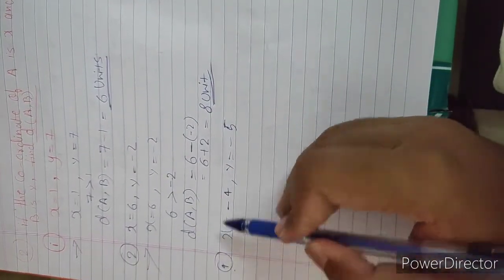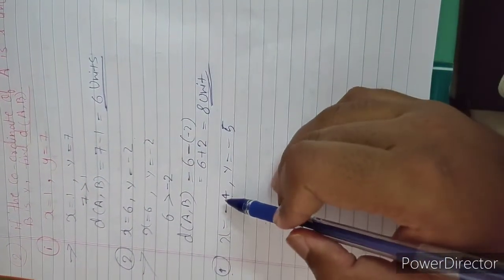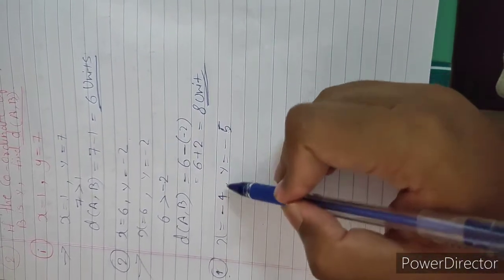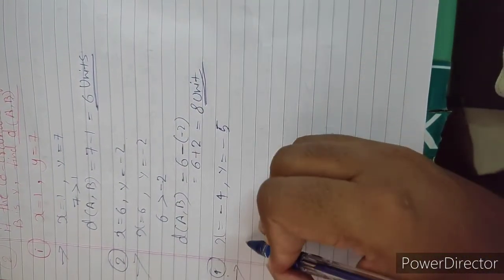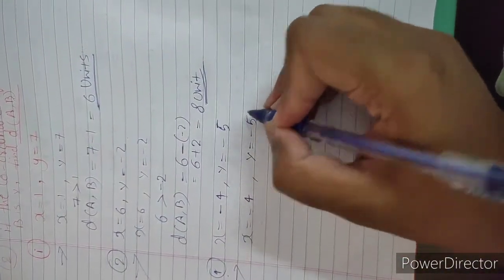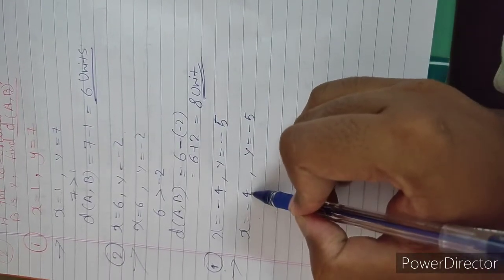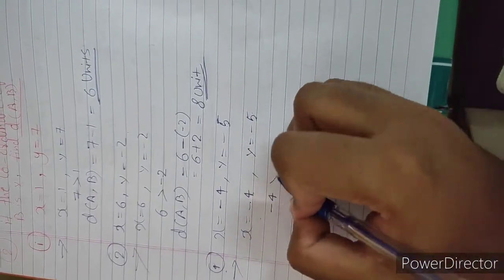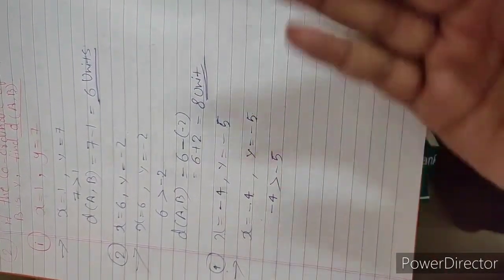What is given here? x is equal to minus 4 and y is equal to minus 5. As we know, if it were positive, then we could easily find that 5 is greater than 4, but it is negative, so we have to be careful. First of all, we will copy x is equal to minus 4, y is equal to minus 5. Tell me, is 4 greater than 5 or 5 greater than 4? Yes, minus 4 is greater than minus 5, because in negatives the concept gets reversed.